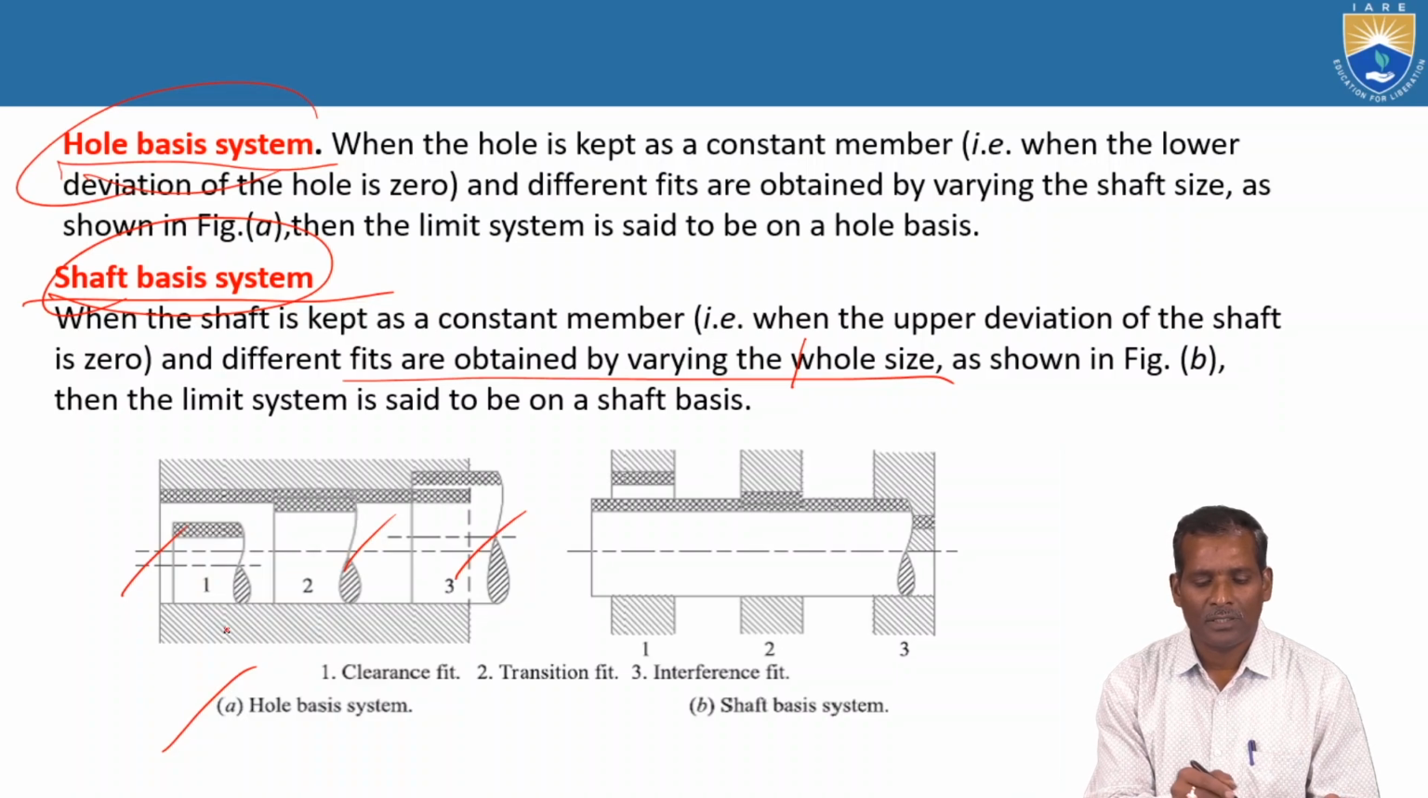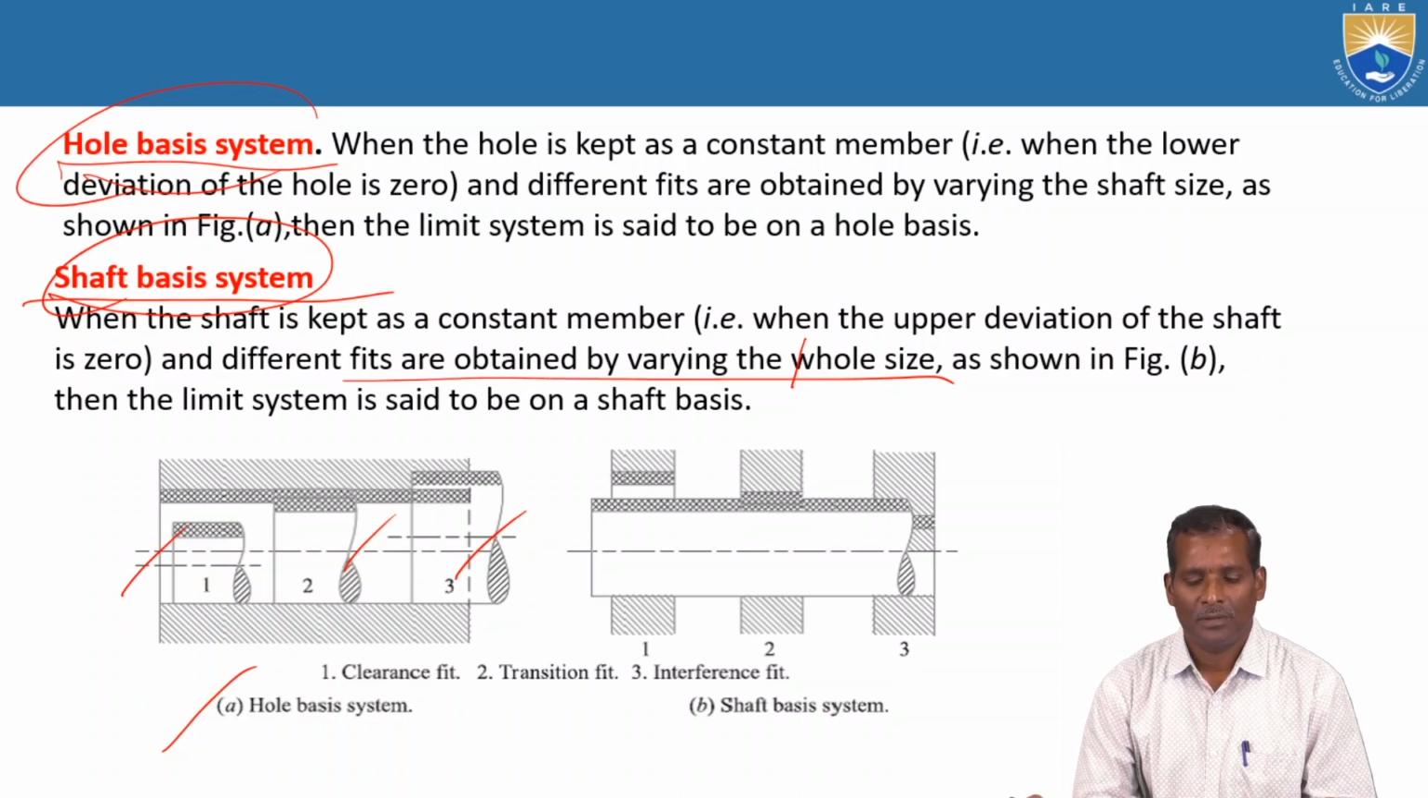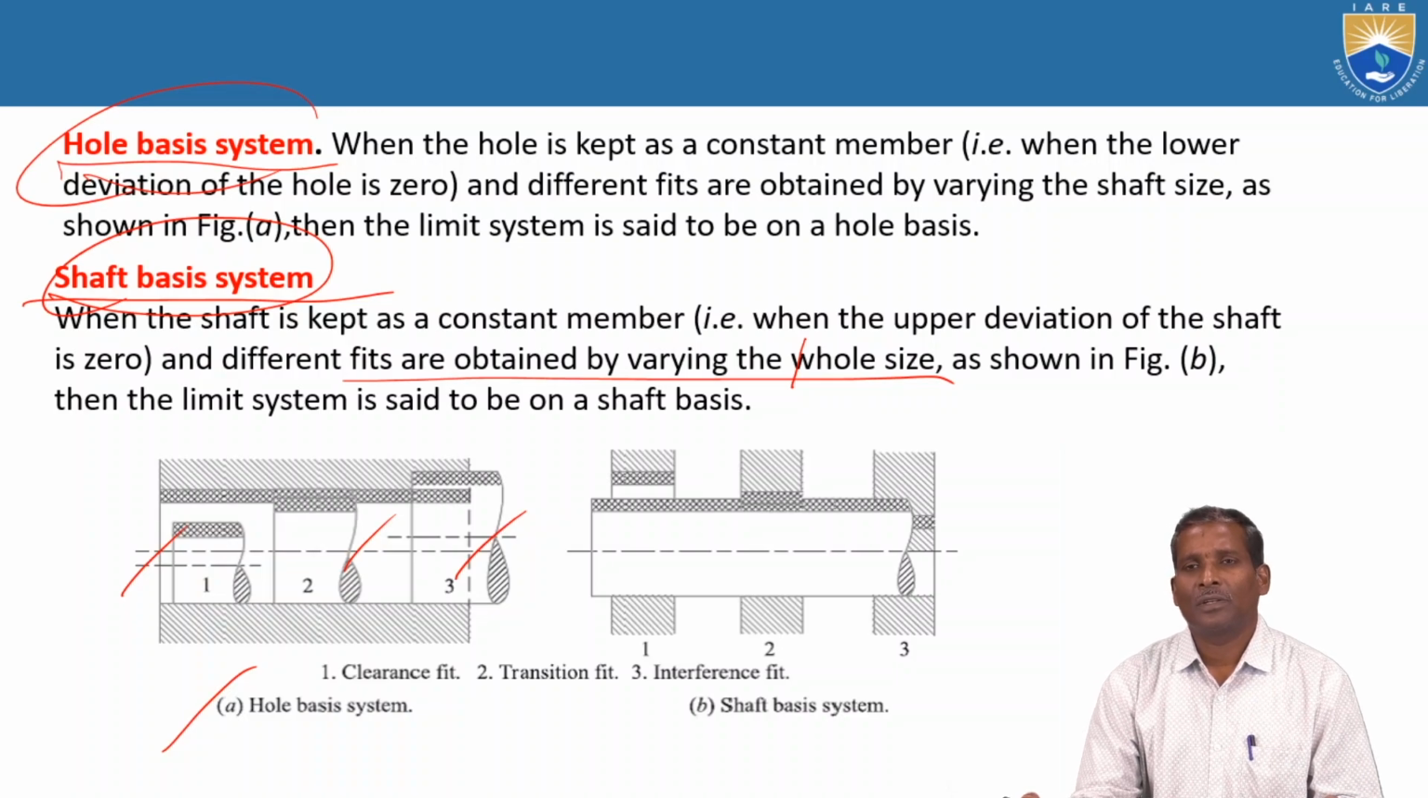The first one is clearance fit. So a lot of clearance is there in between the hole and shaft. And second, transition fit, which is tightly, exactly fitted. And interference, where the shaft diameter interferes with the hole dimensions. So the interference is shown in 3.